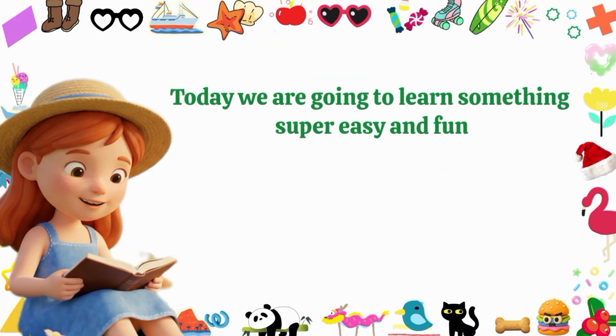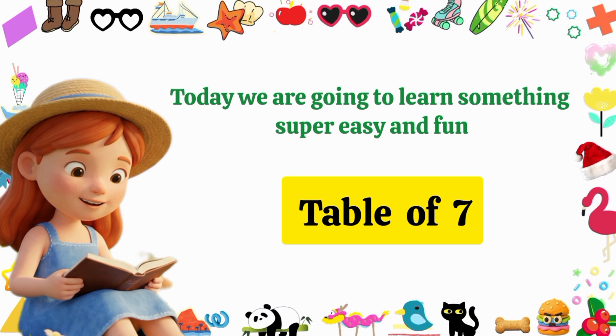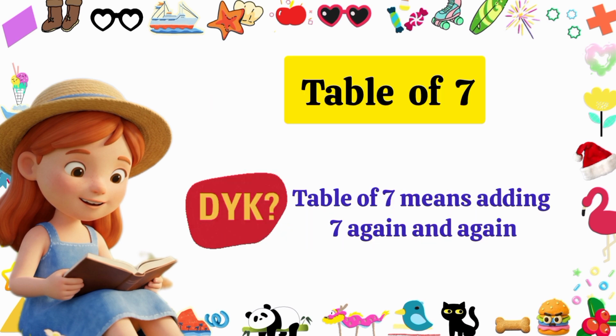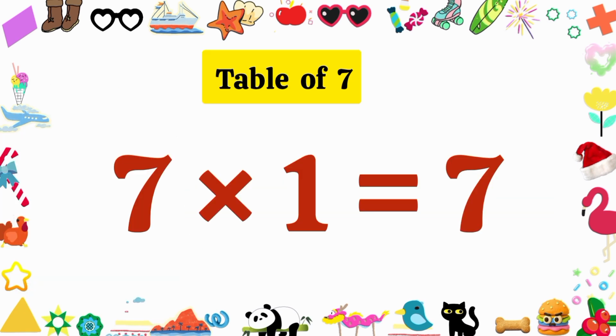Today we are going to learn something super easy and fun, the table of 7. Are you ready? Let's go. Do you know? Table of 7 means adding 7 again and again. Repeat after me loudly. 7 times 1 equals 7.